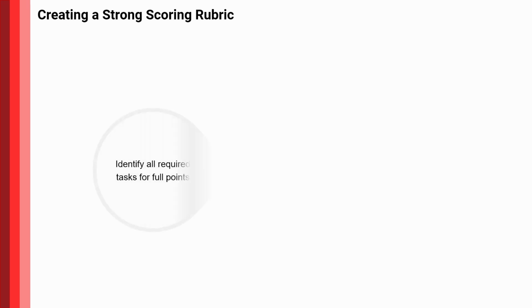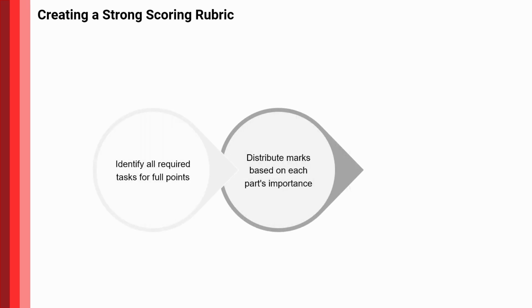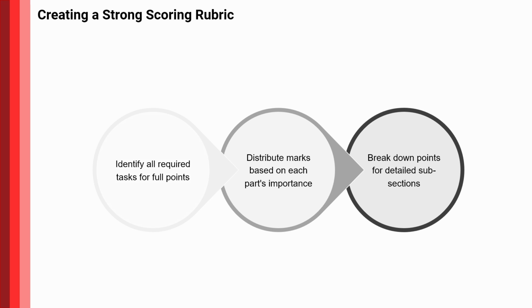Here are the key points to remember when creating a scoring rubric. First, identify all tasks students must complete in their response to receive full marks for the question. Second, distribute marks proportionately across different parts of the response based on each part's importance and complexity. Third, if any part allows for further detailed mark distribution, provide those specific details in your rubric.